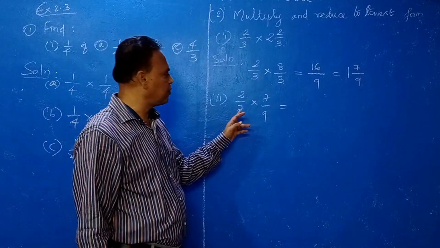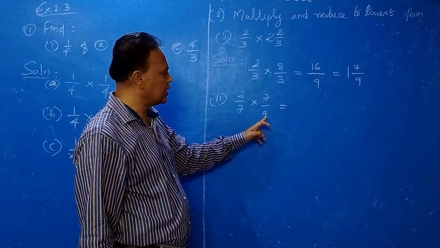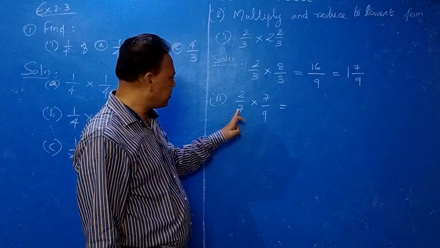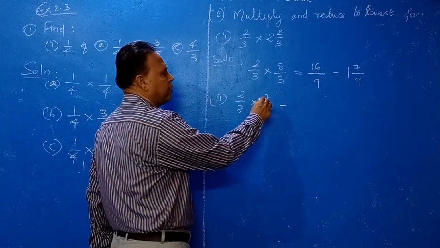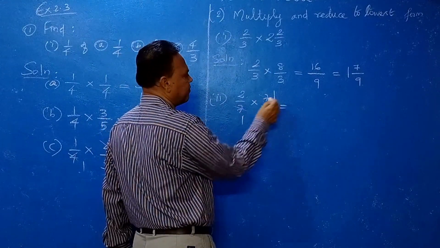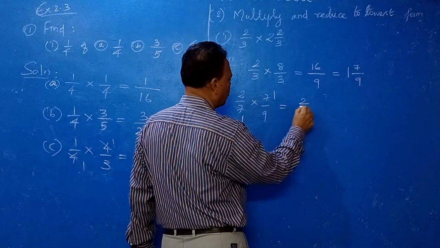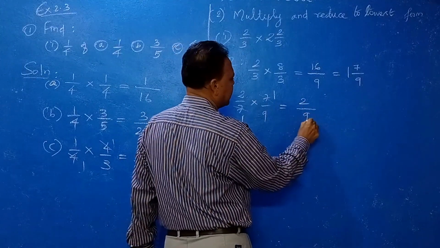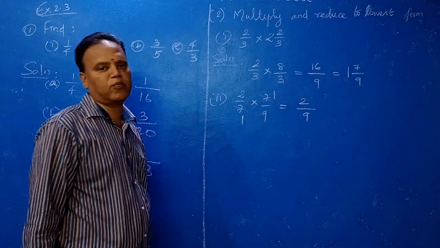Clear? You see this problem, 2 by 7 into 7 by 9 is there. So the numerator and denominator are the same, so straight away you can cancel it. If you cancel, one time will go. So 2 into 1 is 2, by 1 into 9 is 9. 2 by 9. It is a proper fraction.